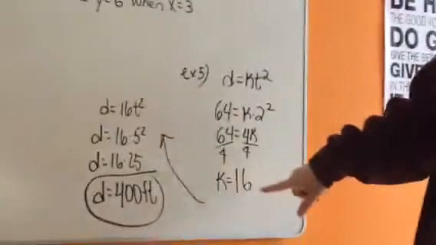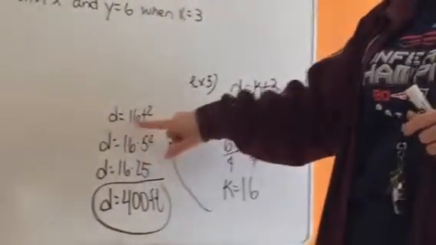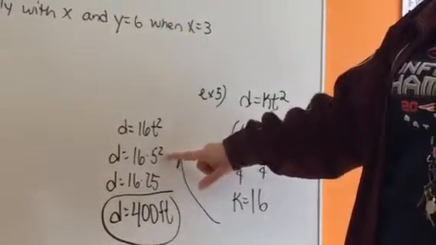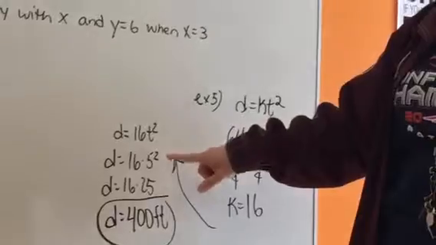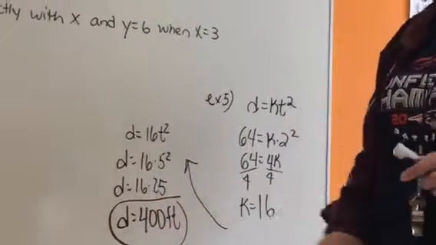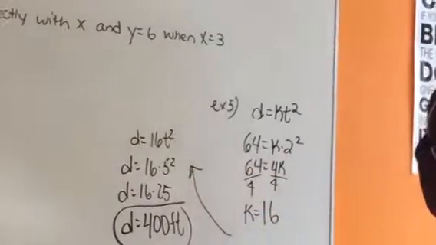Once you get the constant, 16, you can say d equals 16t squared. We know that t was 5. That's what we're trying to figure out. By PEMDAS, you have to figure out the square first. 5 squared is 25 times 16. So d equals 16 times 25 is 400 feet.